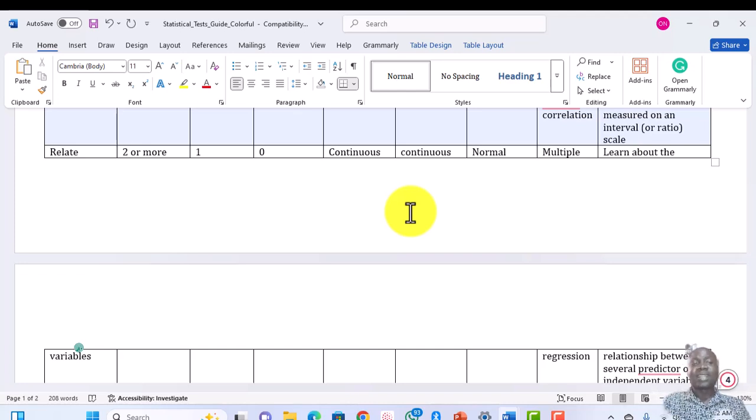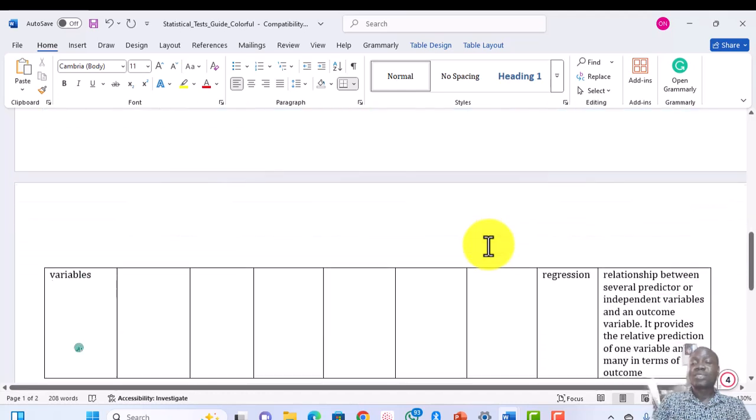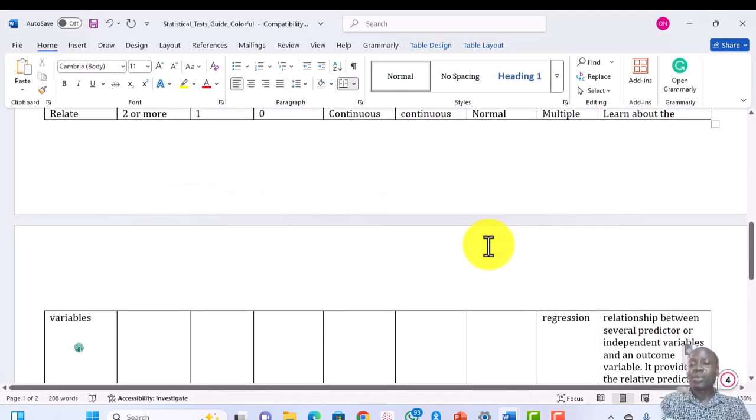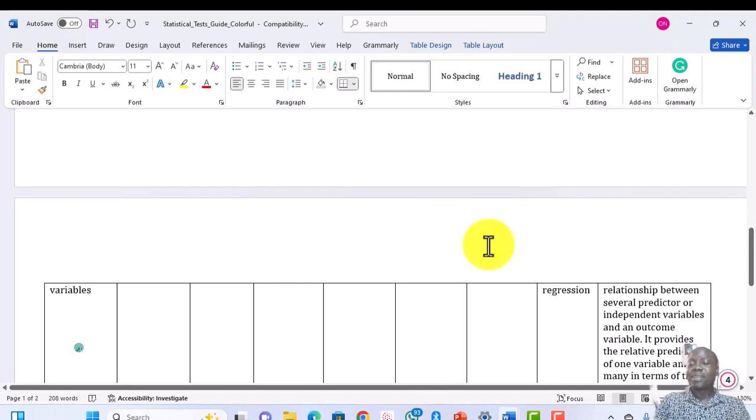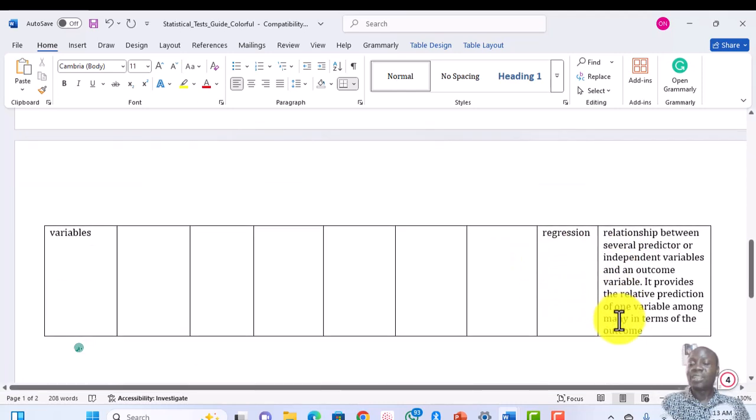The point is that we can run a multiple regression. That means we have more than one independent variable, and these independent variables are on the continuous scale, while the dependent variable, which is the achievement of those students, is on the continuous scale also. So as a result of that, we will do a multiple regression. It helps us learn about the relationship between several predictor or independent variables. It provides relative prediction of one variable among many in terms of the outcome.